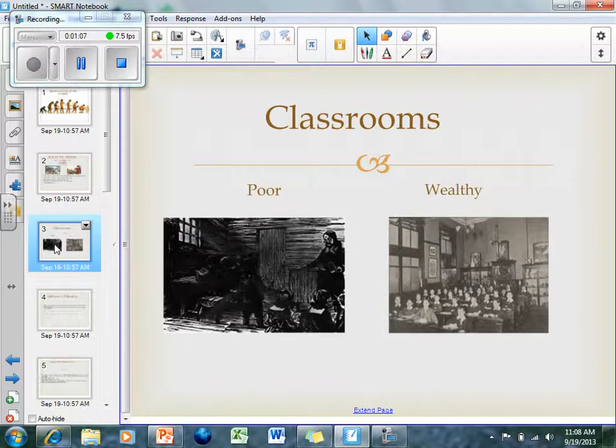And this is just a picture of the poor and wealthy children, how they were taught. In this picture, it was basically in a wooden house, and the children had to sit on the floor, compared to this picture where the students were in the classroom. It's much bigger.